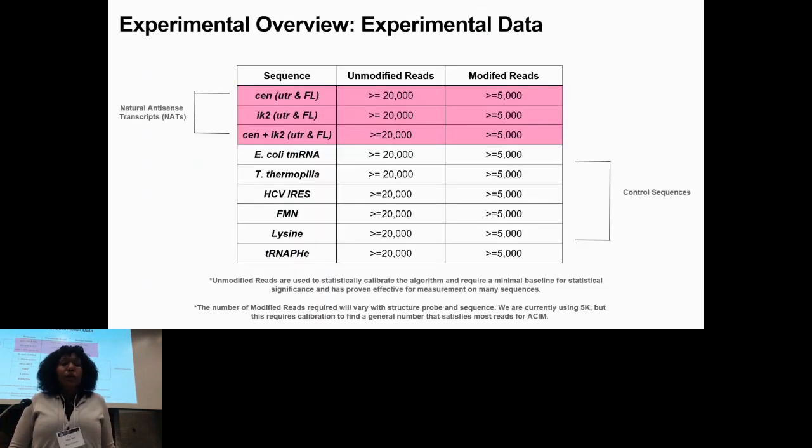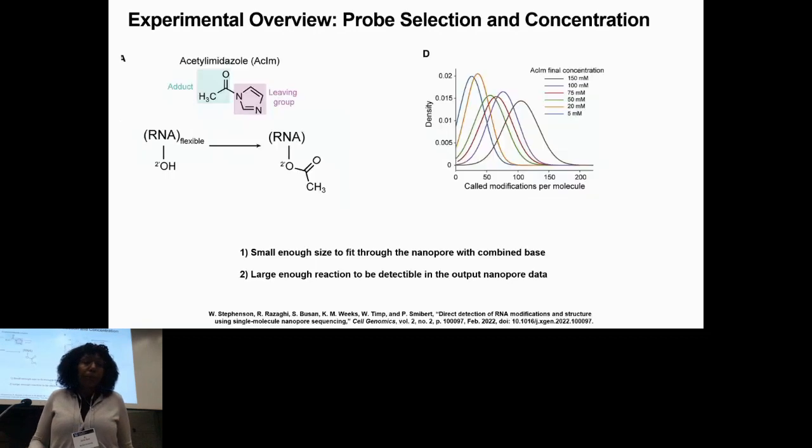So we design experiments using a large number of reads to create large data sets that would not only be experimentally relevant, but also be large enough for it allow us to apply machine learning algorithms downstream. So here we use roughly 20,000 reads as unmodified controls to statistically measure the background noise in each in vitro sample, and 5,000 modified reads. So for SEN and IK2, which are the natural antisense transcripts, you see that we have greater than or equal to 20,000, just so that we have a large enough data set to have relevant statistics from the machine learning. For the structure probes, we have two requirements.